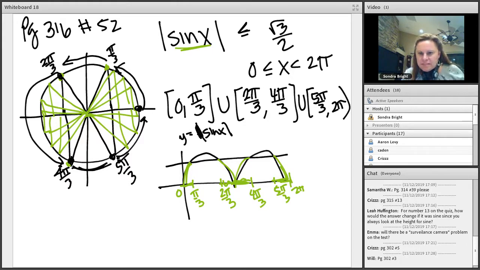Okay, so that was 316, 52, 314, number 21. Oh man, you guys are really struggling with these inequalities, huh? 21 and 23. Oh, Lordy.